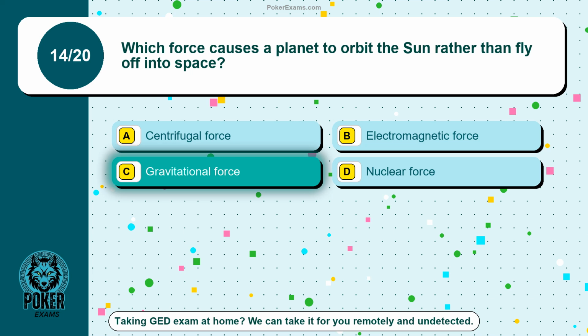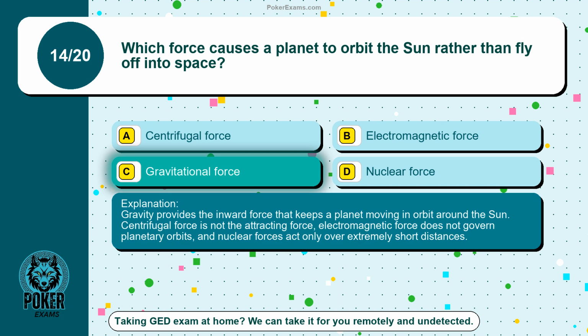The correct answer is option C. Gravitational force. Gravity provides the inward force that keeps a planet moving in orbit around the Sun. Centrifugal force is not the attracting force, electromagnetic force does not govern planetary orbits, and nuclear forces act only over extremely short distances.